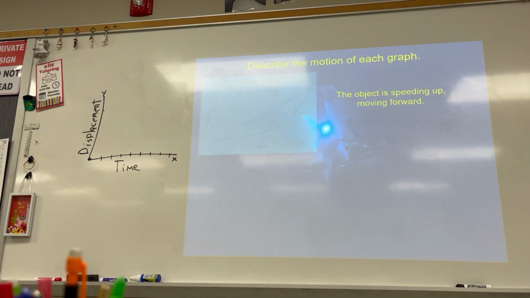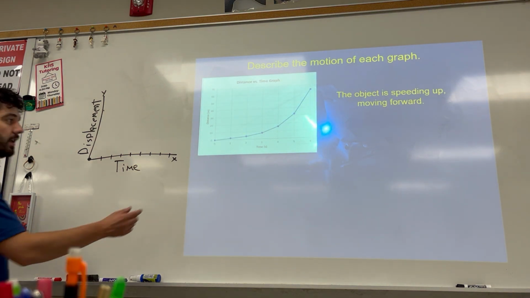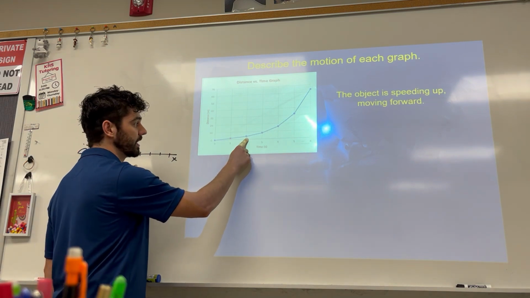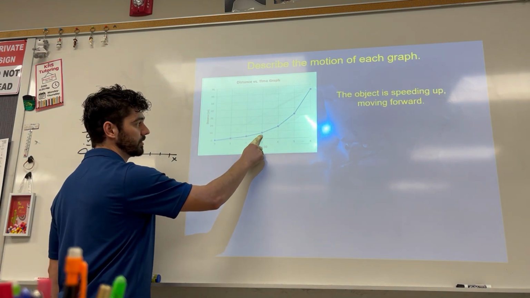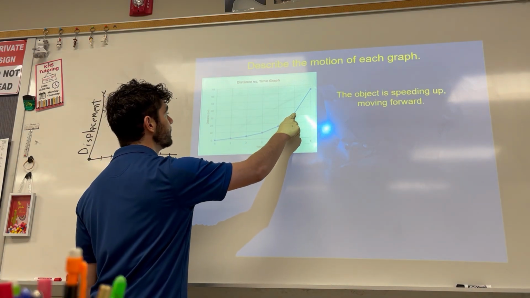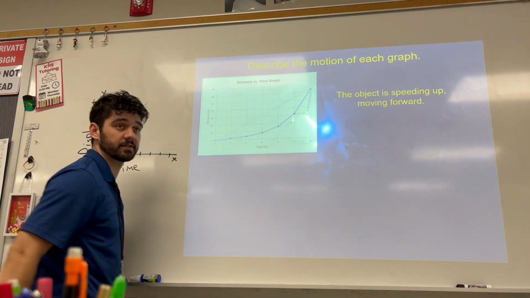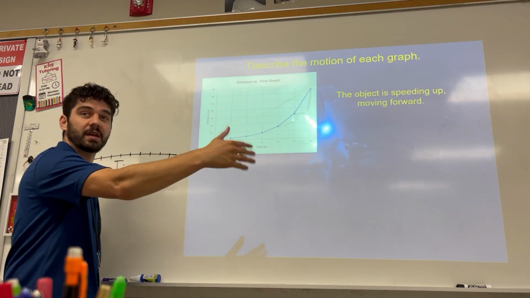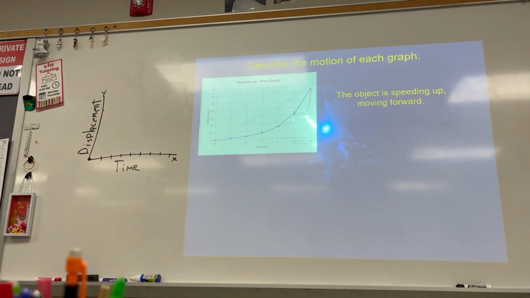It's curved. In the first second, I covered 1 meter. And then in the next second, I went 2 meters. And then it looks like I went 5. And then I went 10 more meters. And then I went 20 more meters. And then I went 30 more meters. Right? If I'm covering more distance every second, then I must be speeding up. So this one's curved.